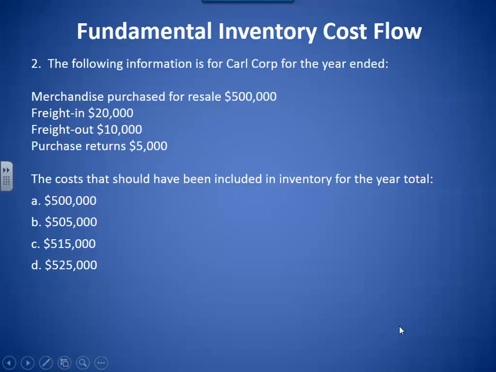Let's try number two. The following information is for Carl Corp for the year ended, and we're given some inventory information. The question says the costs that should have been included in inventory for the year total how much? Again, when you're ready, stop your video.